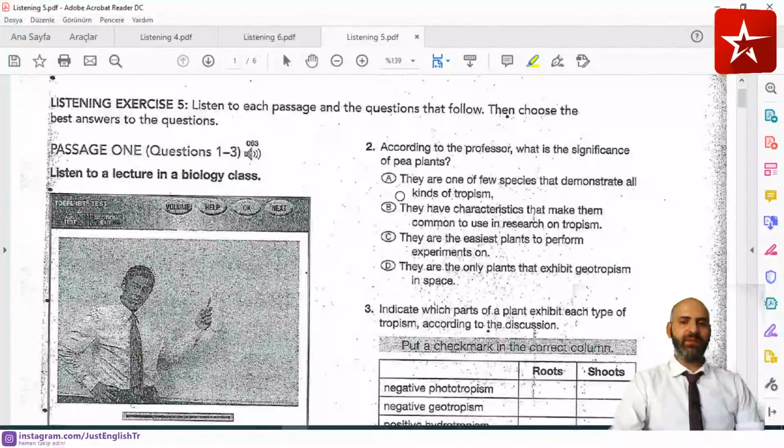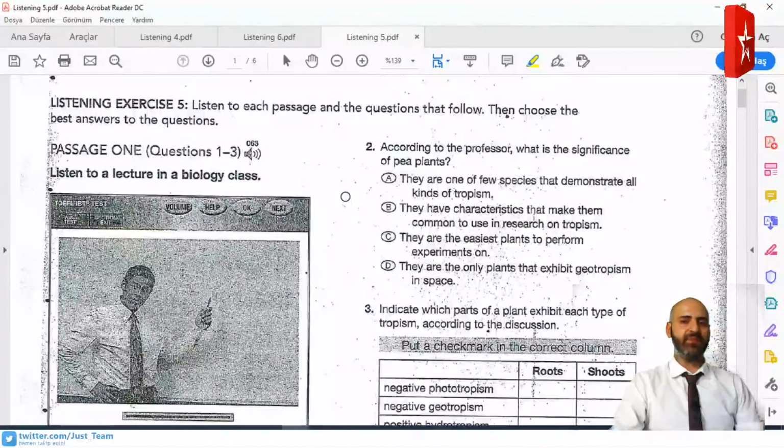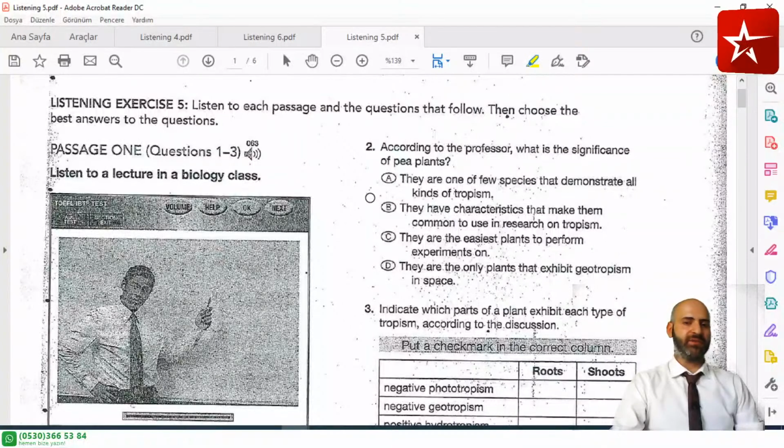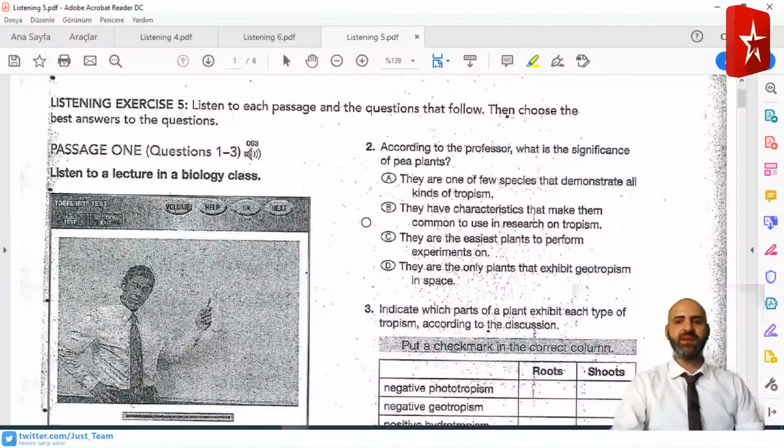Next question we have like this. According to the professor, what is the significance of pea plants? A. They are one of the few species that demonstrate all kinds of tropism. B. They have characteristics that make them common to use in research on tropism. C. They are the easiest plants to perform experiments on. Or D. They are only plants that exhibit geotropism in space.